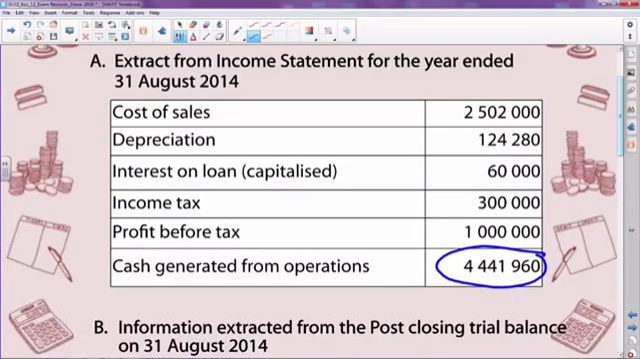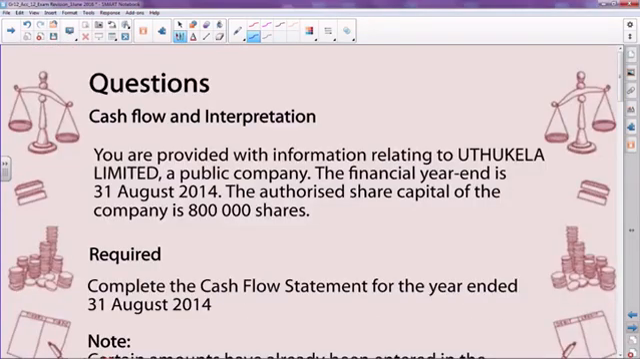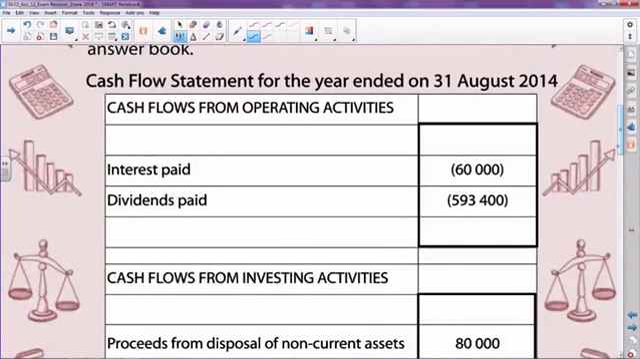So it's 4441960. So immediately I say fine, 4441960, slot it in. That is my cash generated from operations. If I look at this note further, I see that the interest is given to me, my dividends are given to me. I need to work out my taxation that has been paid.